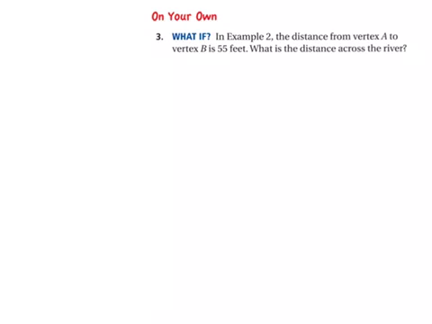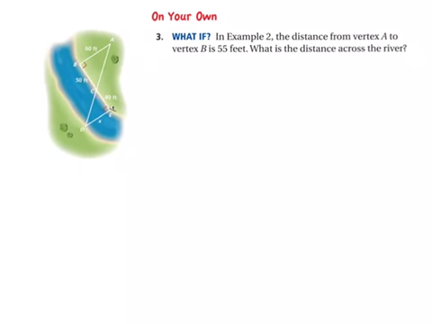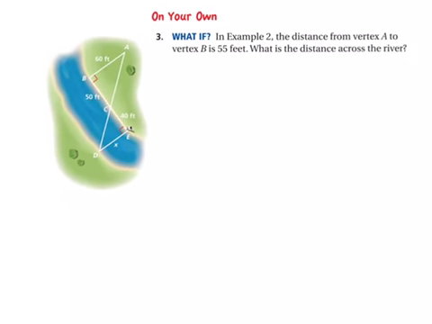All right, so we're going to look at on your own number 3. Put this on your papers. So what if, in example 2, the distance from vertex A to vertex B is 55 feet? So I'm going to go grab that picture from example 2 that we were using. Don't need it that big. And let's discuss our changes here. Okay, originally the length from A to B was 60. They're saying from A to B is now 55, so change that to 55. And then it says, what is the distance across the river?